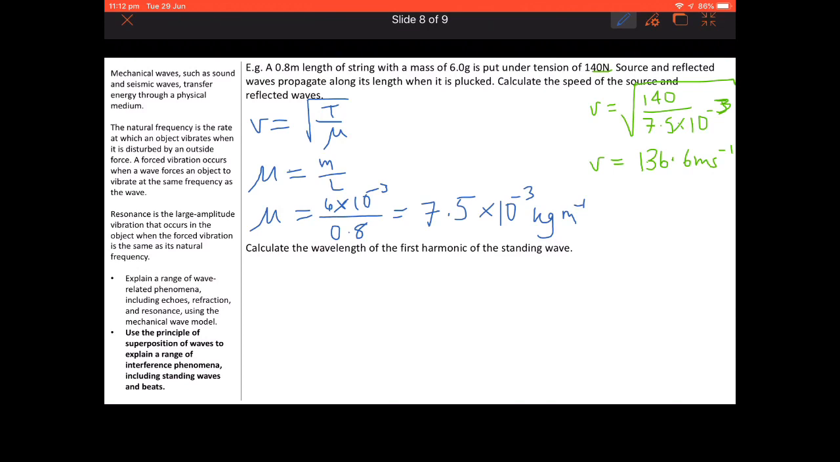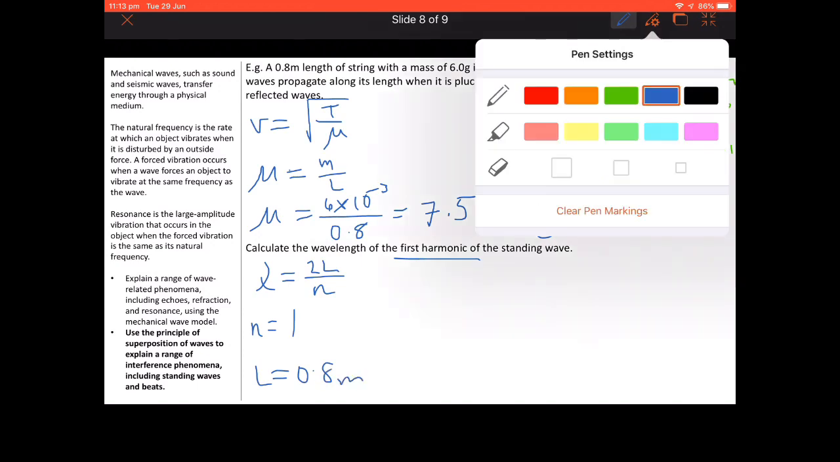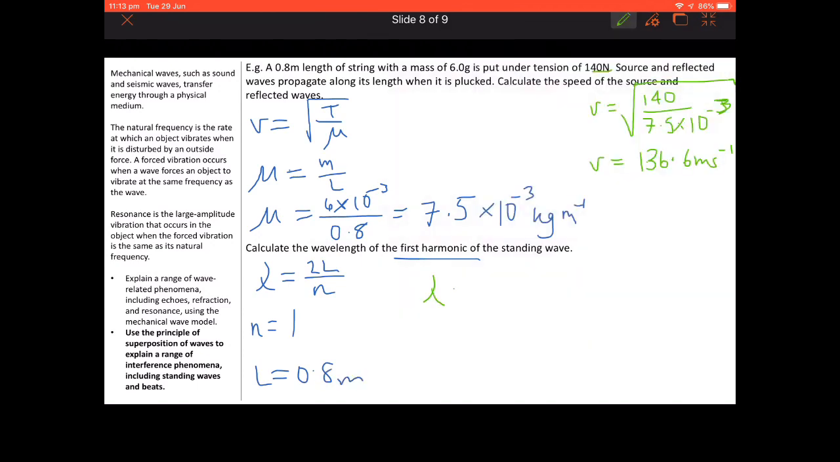Next question wants us to calculate the wavelength of the first harmonic of a standing wave. The wavelength of the first harmonic will be equal to wavelength equals 2 by length of the wave on n. N is going to be equal to 1 because it's the first harmonic, and length of the string is 0.8 meters. So wavelength will be equal to 2 by 0.8 for our length divided by 1, and this will be equal to 1.6 meters. So that's the wavelength of the first harmonic.